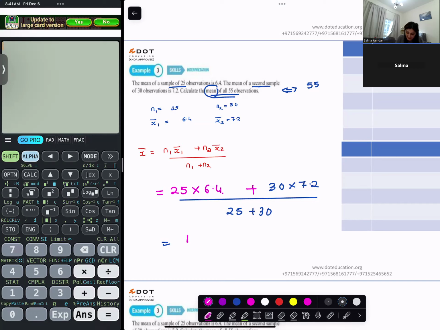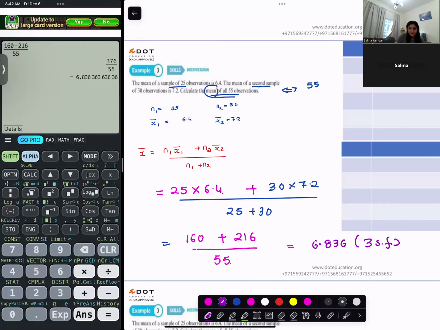So this is going to make it, let's do this, 25 times 6.4 is 160, and 30 times 7.2 is 216, and my total number of observations is 55. So when I put this on the calculator, 160 plus 216 over 55, my mean is 6.836, up to three significant figures.